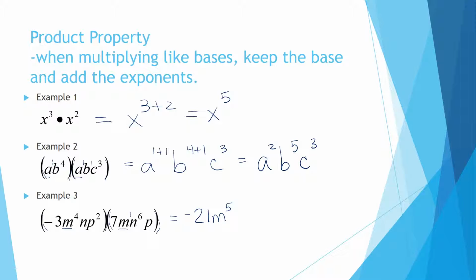And n, again, there's an understood exponent of 1. So n to the 1st times n to the 6th. We keep the base and add the exponents. So 1 plus 6 is 7. And then for p, those like bases, we have p squared times p to the understood 1. So 2 plus 1 is 3.